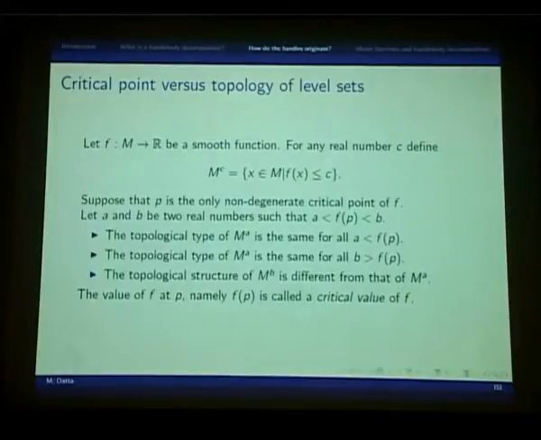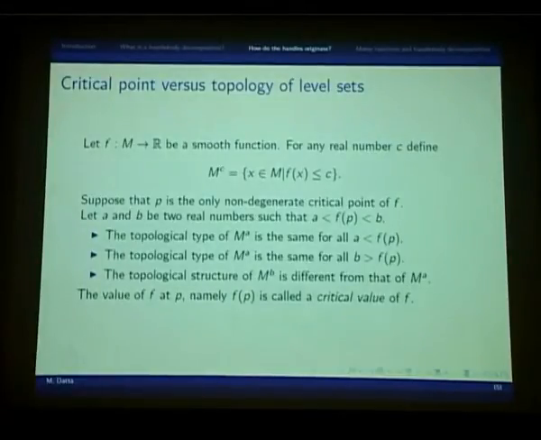Okay. So, here I summarize the connection between a critical point of index lambda and the level set. For any function f on M, I define certain sets called MC, where C is a real number. This consists of all points x in M where the functional value is less than or equal to C.